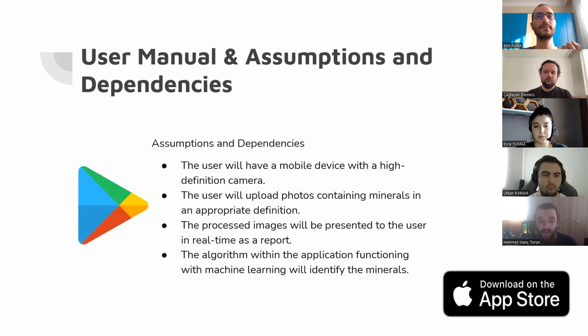As for the manual, it's very simple. You will open the app. You will upload an image either by taking it with the camera or by selecting it through your gallery. Then the system will work and give you the results.